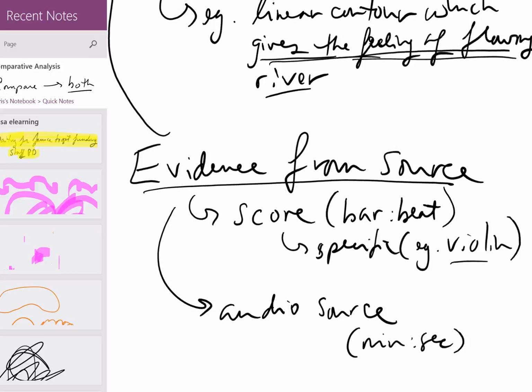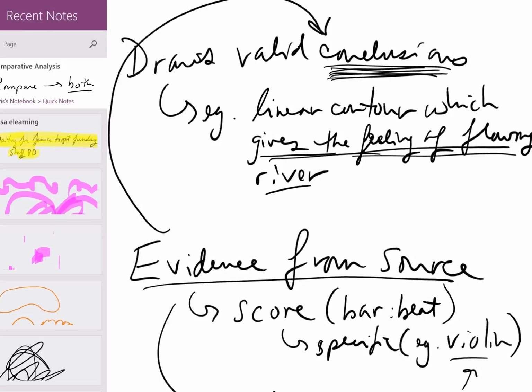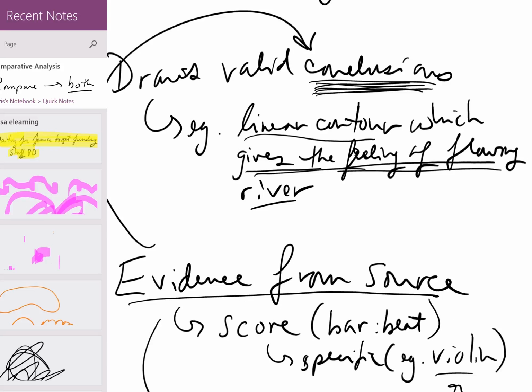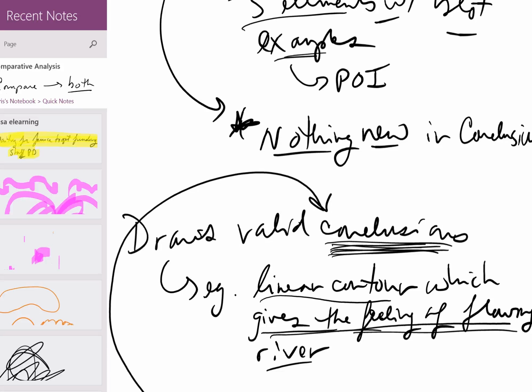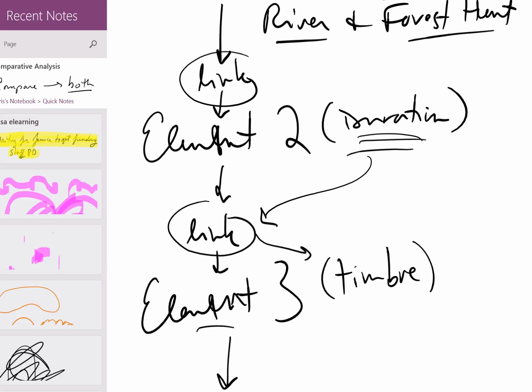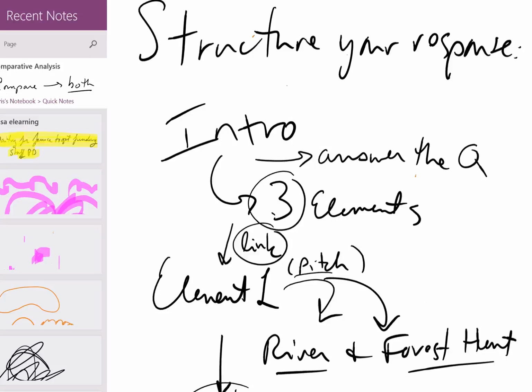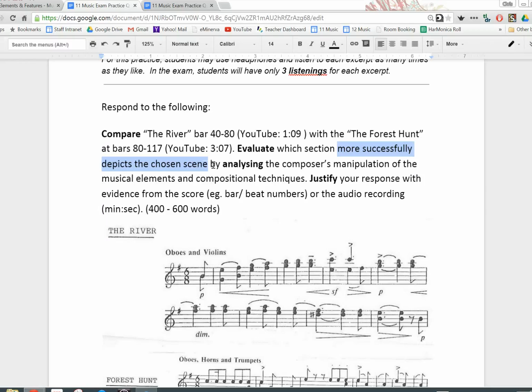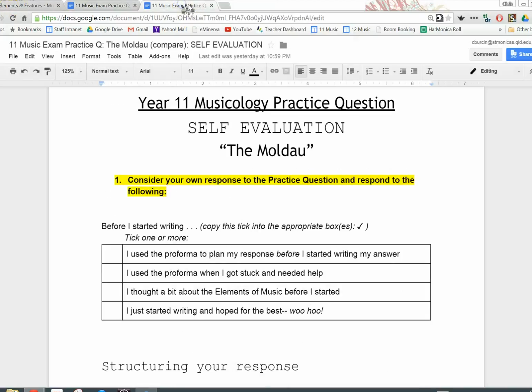You'll say, at such and such a time, in the violin section, there is linear melodic contour, which gives the feeling of a flowing river. This is providing evidence that supports your conclusions, which support the answer to the question. Okay? And I have tried to make this easy for you by creating these peer evaluation sheets.